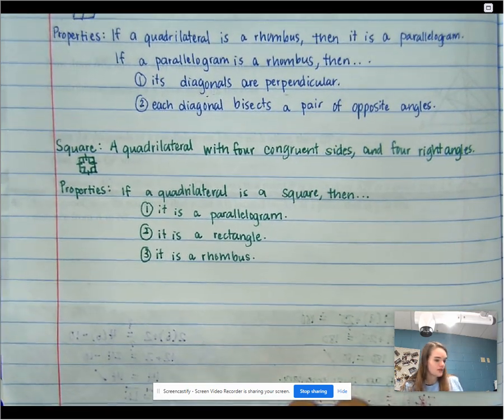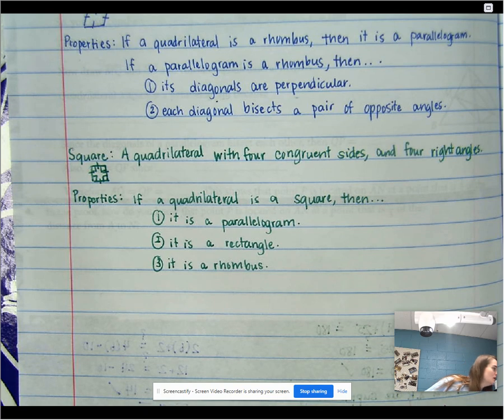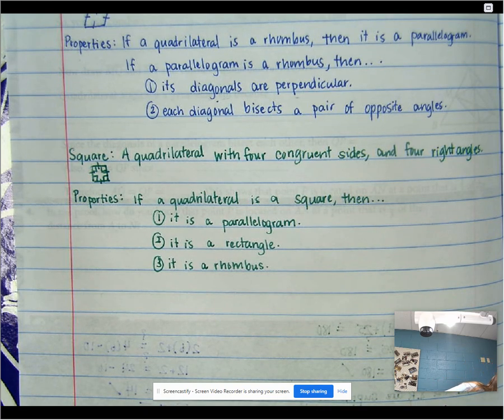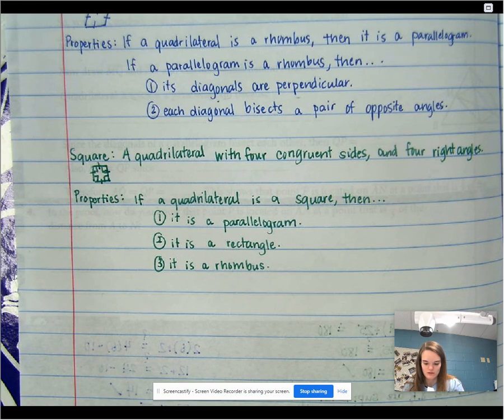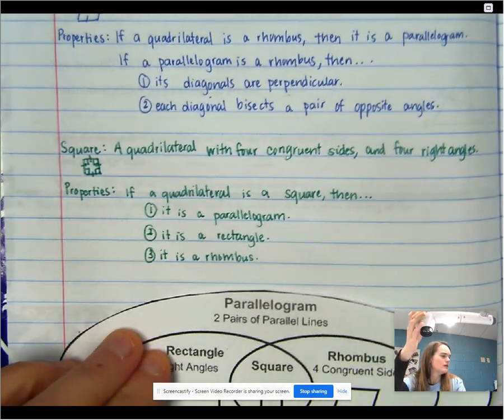All right. There is a small little handout at the end of this video, or attached to this video. It is a Venn diagram of all these pieces here. And we're going to put this at the bottom of this page. We'll talk about it.